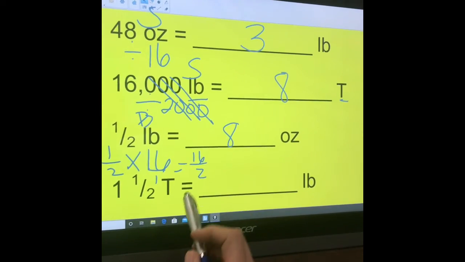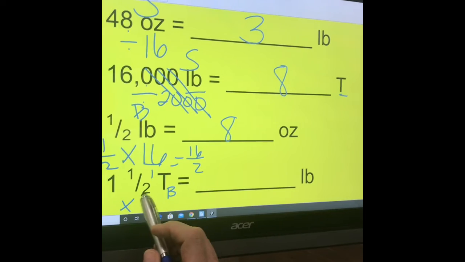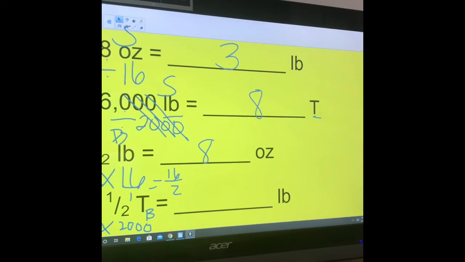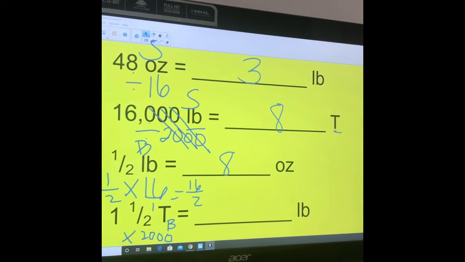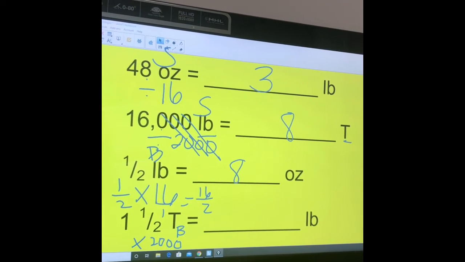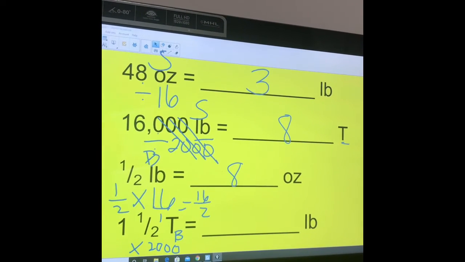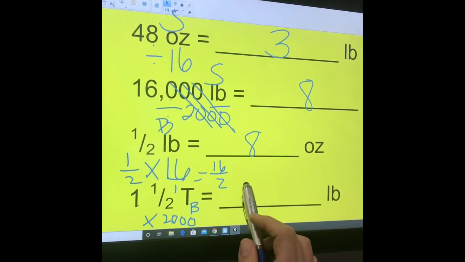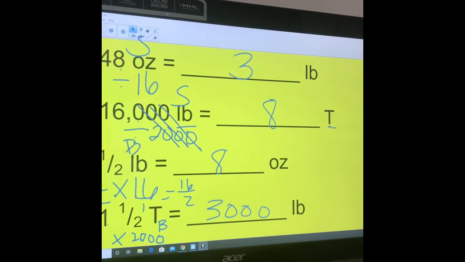Down here, again, I got a big one, so we're just multiplying. We're going to multiply by 2,000 because there are 2,000 pounds in a ton. And a couple different ways to think about this. You could do 3 over 2 and then multiply straight across, get 6,000 over 2 and get 3,000 as your answer. Or you can just say 1 ton is 2,000 pounds. Half of a ton is 1,000 pounds. So the answer is 3,000.